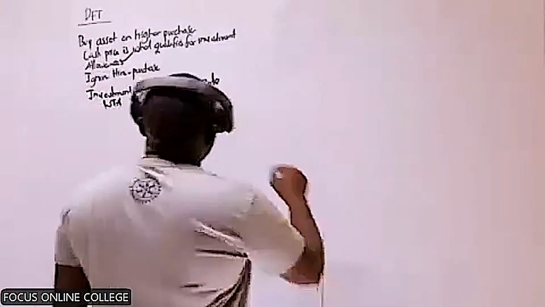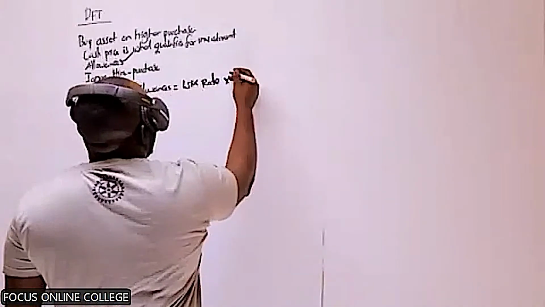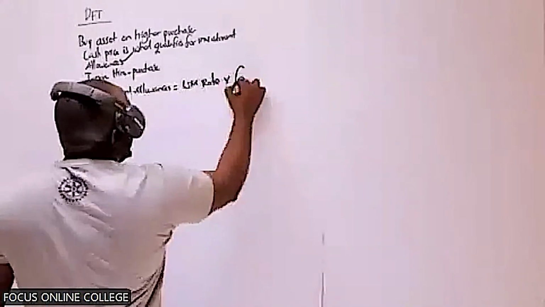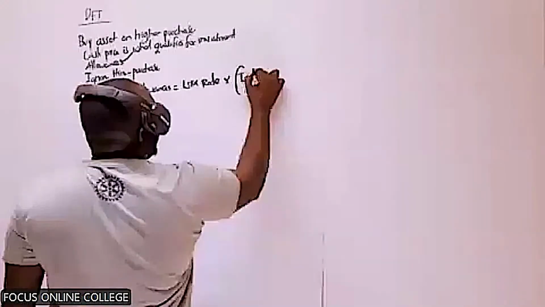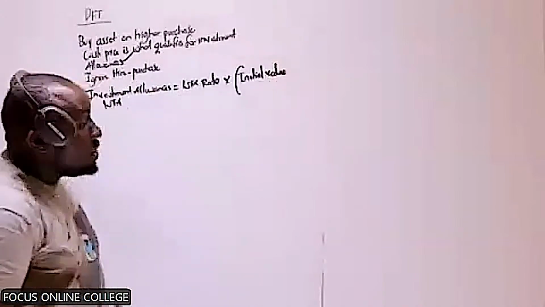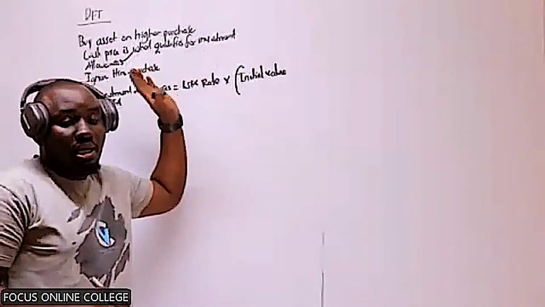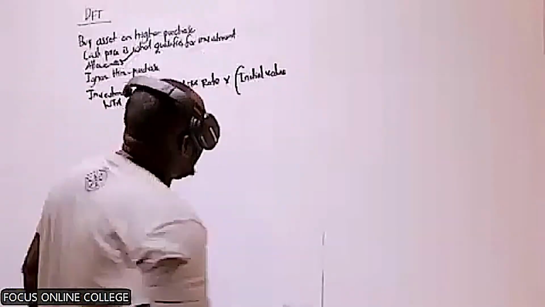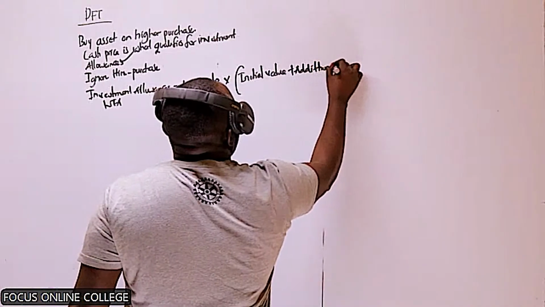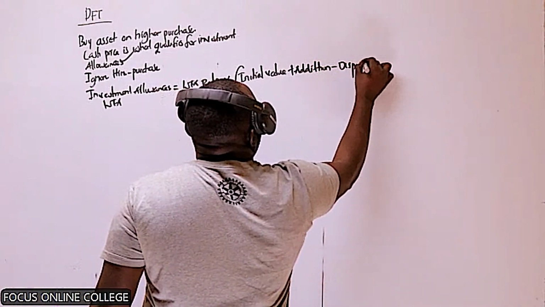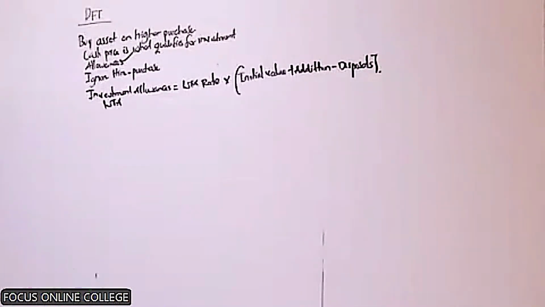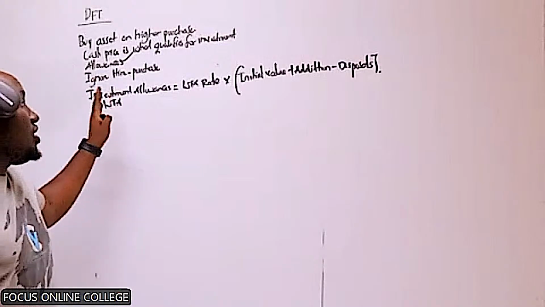then you say times wear and tear rate into brackets, because initial value, we are not using written down value because nowadays they're basically on a straight line. Initial value, then you say plus additions, minus the disposals together. This is how we basically calculate the investment allowance for wear and tear.